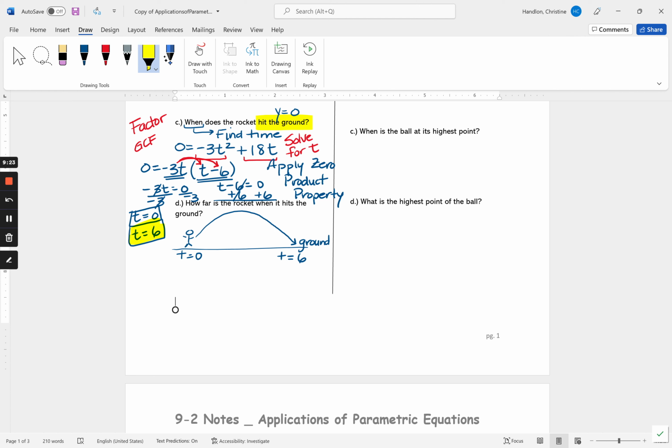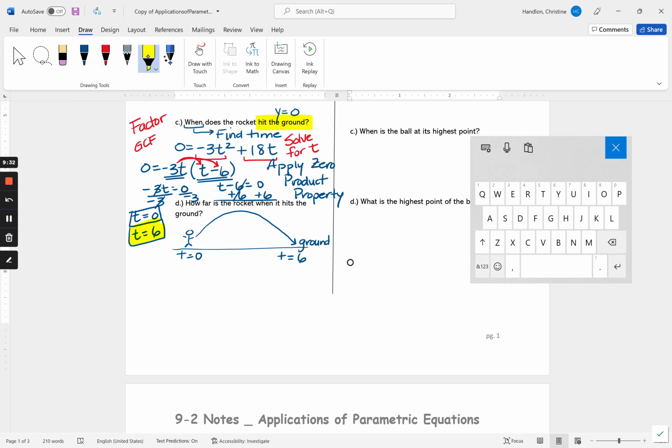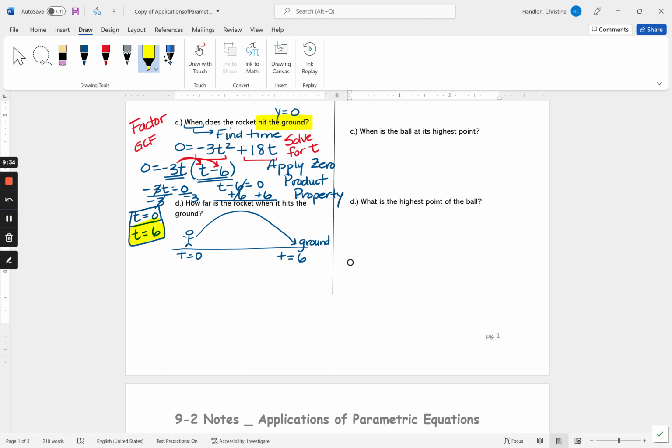Let's proceed to part D. How far is the rocket when it hits the ground? Now they're asking how far it traveled horizontally. So this distance right here is our question mark, and we're going to call that x distance because it's horizontal. So x equals what? What is the distance horizontally traveled by this rocket?